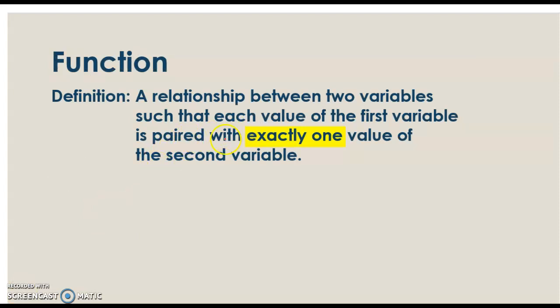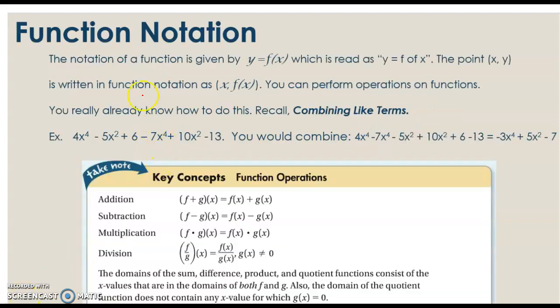A function, remember, is a relationship between two variables. Each value of the first variable is paired with exactly one value of the second variable. So each x goes to only one y. When you've got y equals f of x, the point is written in function notation as x, comma, f of x. You can perform operations on functions, and we've already done some of it.